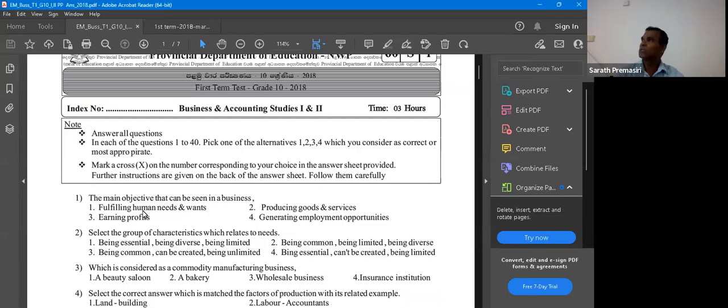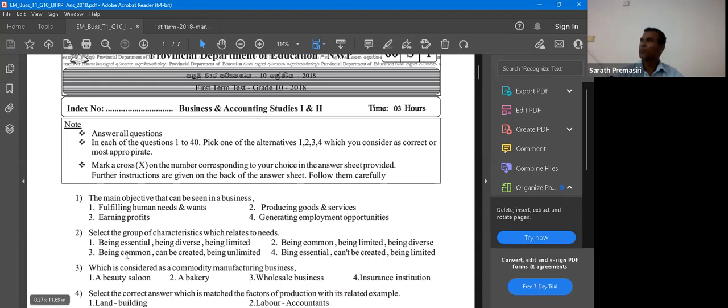Look at the answer. Select the group of characteristics which relates to needs. Needs are essential, correct. Being diverse, wrong. Being common, correct. Being limited, correct. Being diverse, wrong.